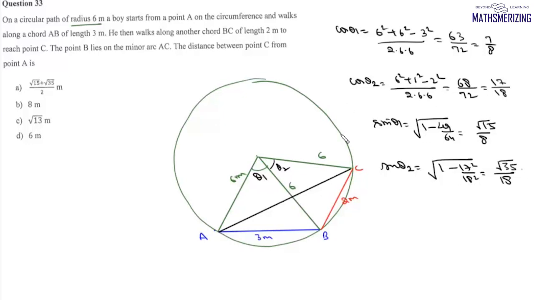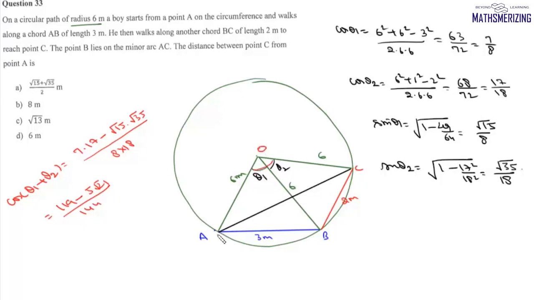So first we'll find cos of theta 1 plus theta 2. So cos of a plus b is cos a cos b minus sin a sin b. So it'll be 7 into 17 minus under root 15 into under root 35 divided by 8 into 18. And that is 119 minus 5 under root 21 divided by 144. Now again we'll use the cosine formula for this triangle, triangle AOC.